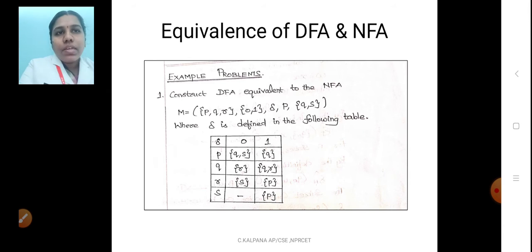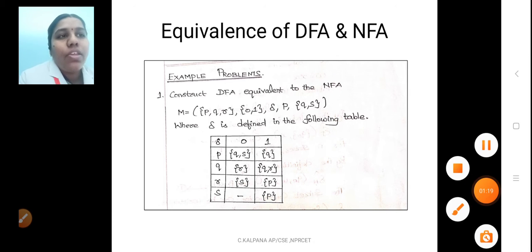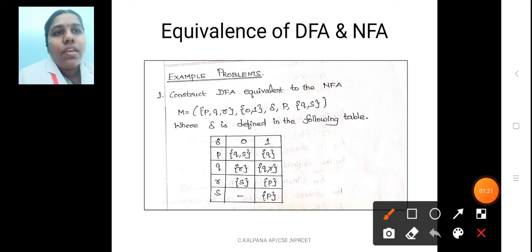Problem number 1 is construct DFA equivalent to the NFA. So read the question again. Construct DFA equivalent to the NFA, which means we have to draw the diagram for DFA for the given NFA. Here the question is given in NFA format. We have to convert this to DFA.